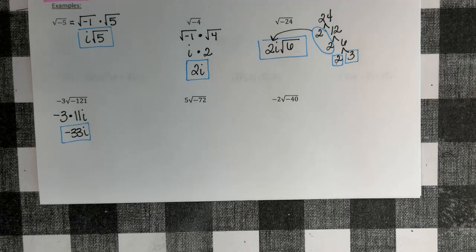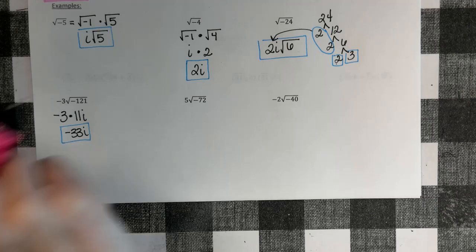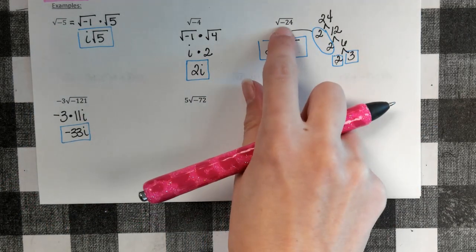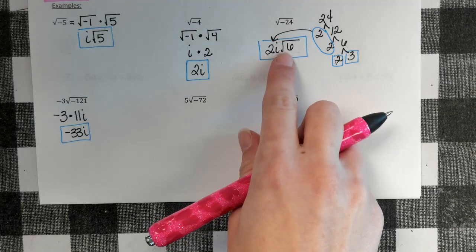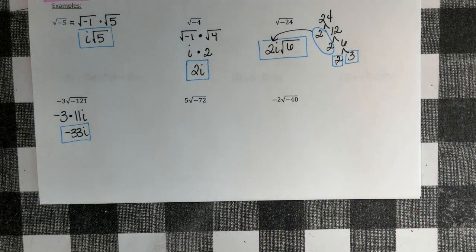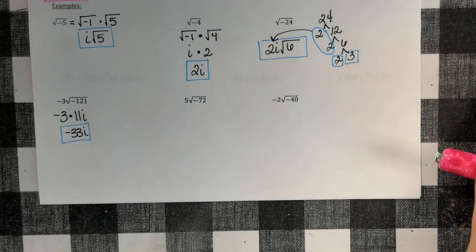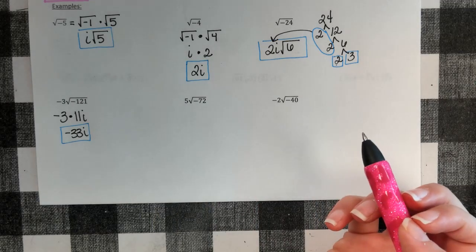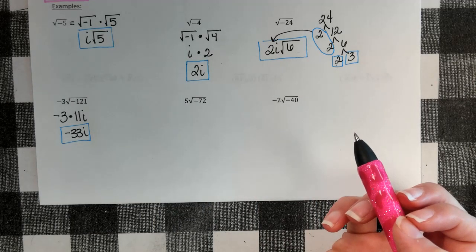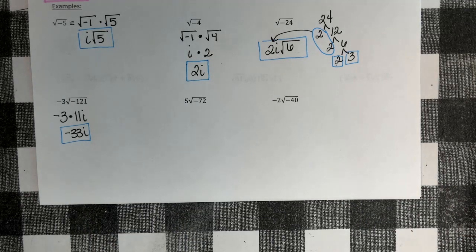You cannot check your values with i. Okay. But you could take the square root of a positive 24 and 2 square root of 6 and make sure that's the same value, but you can't type i in this calculator. You could with the Inspire, but not with this one that we're going to use. Okay. 5 square root of -72. I want you to try to do this on your own, and then we're going to check to make sure y'all are on the right path.